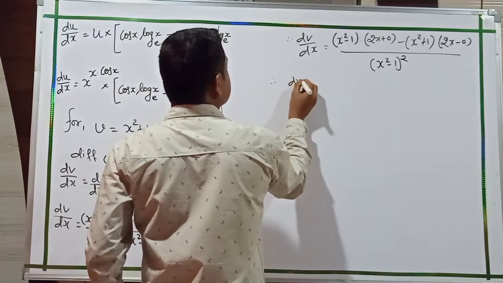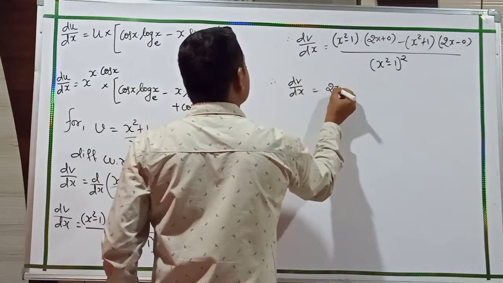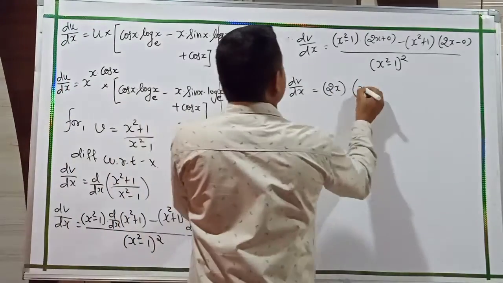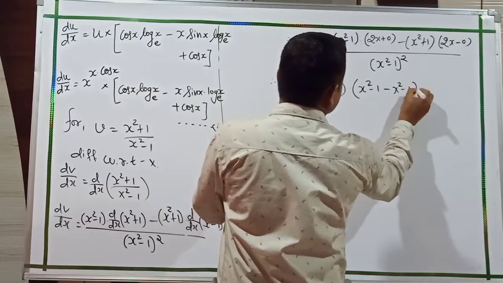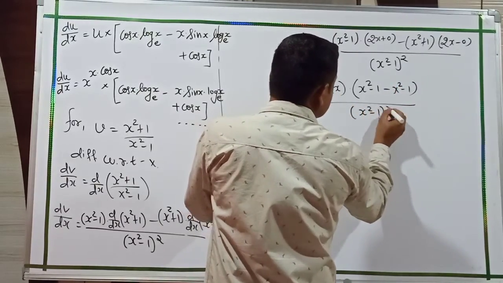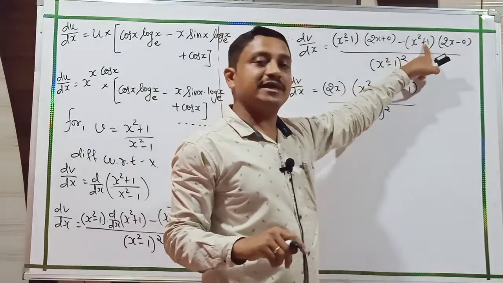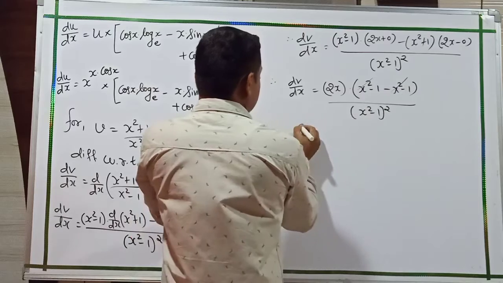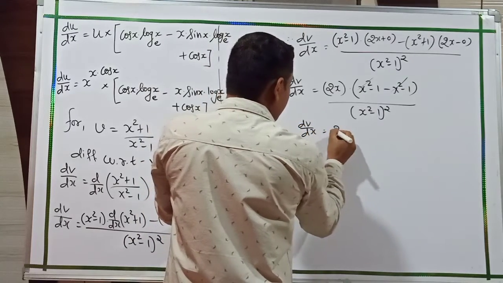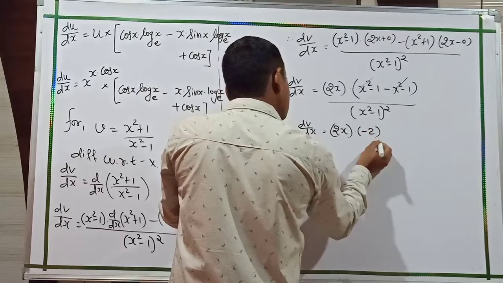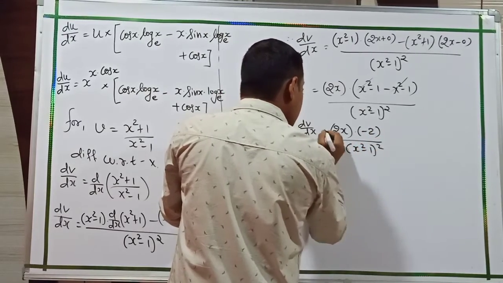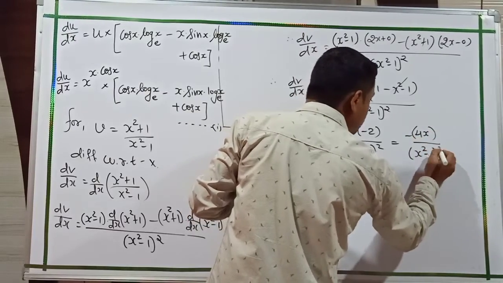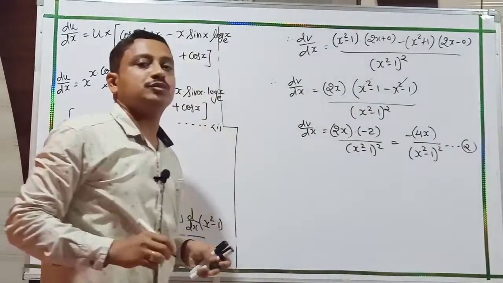So dv by dx: I think you take out the common 2x outside. 2x common. What is remaining? X square minus 1 minus x square minus 1, upon the same, because this minus I multiply inside and simply change. So what do you get finally? This cancels, dv by dx is 2x with minus 2 upon the same. So your answer is minus 4x by x square minus 1 whole square, and statement number 2.